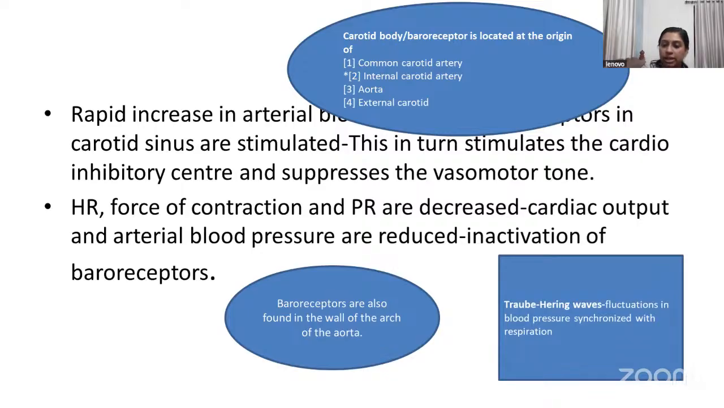So, what are Traube-Hering waves? There are fluctuations in the blood pressure that are synchronized with the respiration. The fluctuations in the blood pressure that are synchronized with the respiration is what we call Traube-Hering waves.